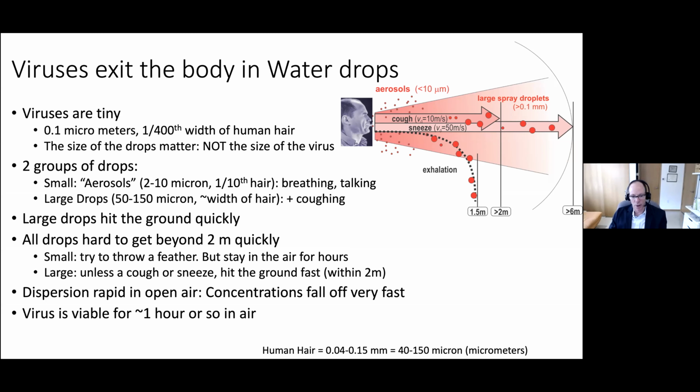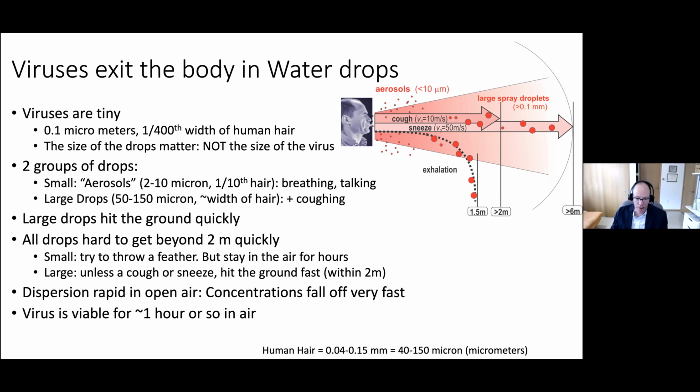However, these small drops, if you look at the physics of them, they don't settle very fast. It takes hours. And actually they settle more slowly than just the turbulence in the air would push them around. So they really don't settle at all, and they certainly don't settle within 2 meters. They actually spread. The concentrations will disperse, and in open air, they fall off very, very fast.